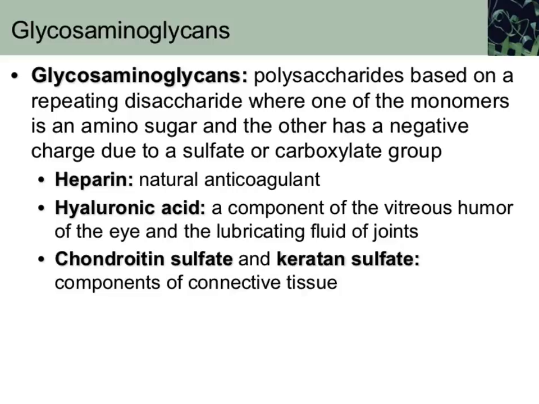Glycosaminoglycans. Okay? Glyco, sugar, amine, our nitrogen, and then glycans, potentials for more sugar, so how we're linking those. So these are polysaccharides based on repeating disaccharides, where one of the monomers is an amino sugar. Okay? These are listed as potential molecules. You've got your heparin, hyaluronic acid, sulfate, keratan sulfate. Okay? So these things help contribute to a little bit of structure and signaling.